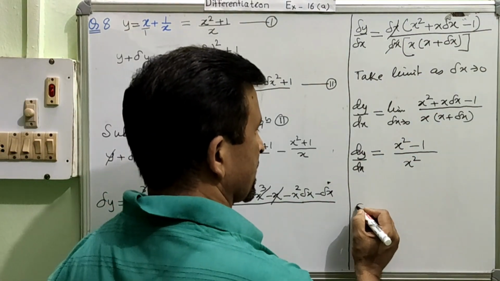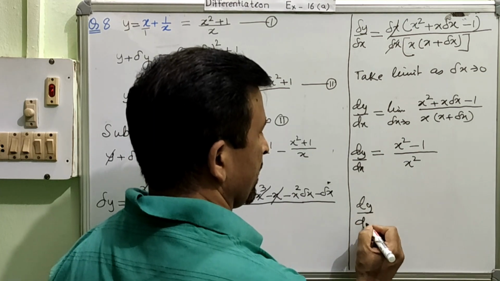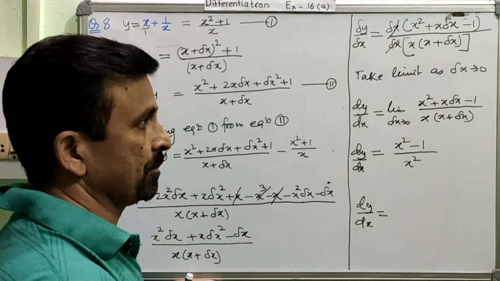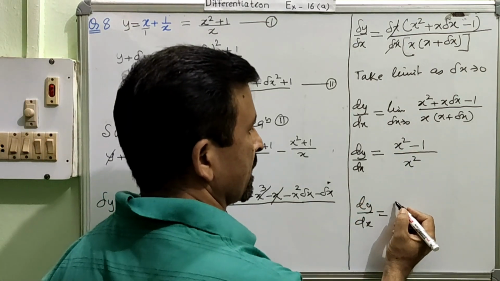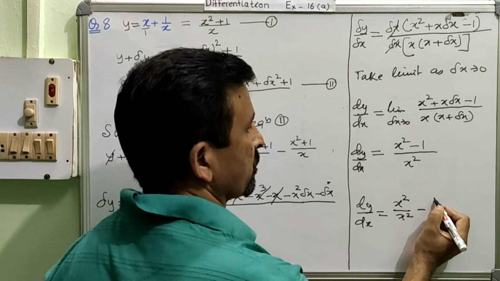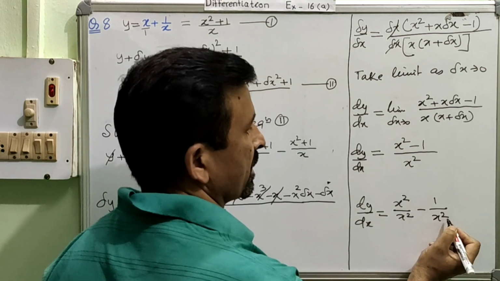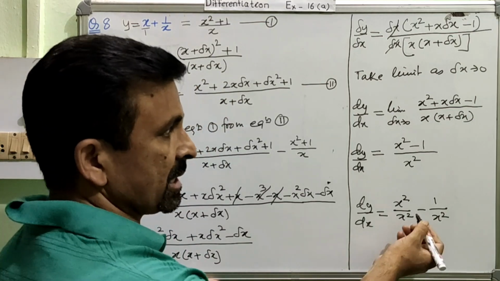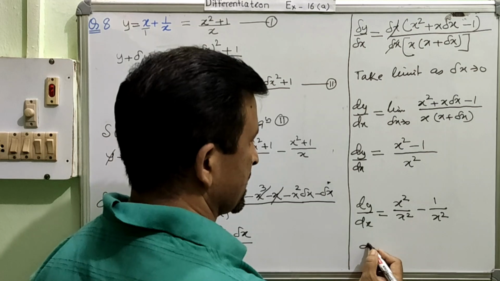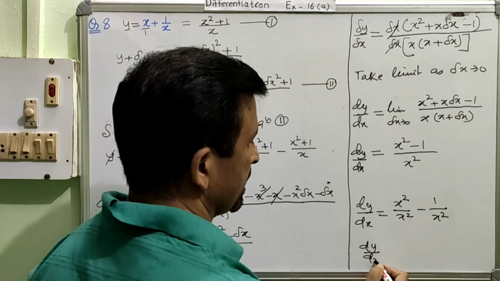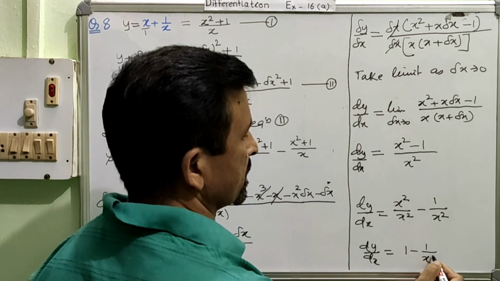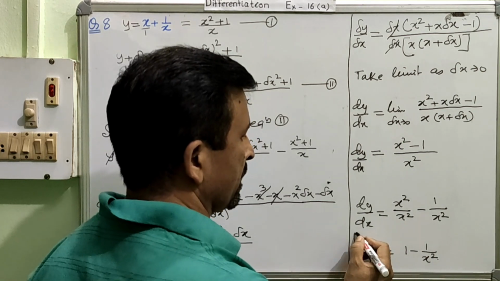So another possible answer for this question could be dy by dx is equal to, we will do the redistribution of the denominator. When you do the redistribution of the denominator, x square over x square you will write, and then -1 over x square you will write. Isn't it? This is called the redistribution. I have told you before also several times. So the final answer is dy by dx is equal to 1 minus 1 over x square, and this becomes your answer.